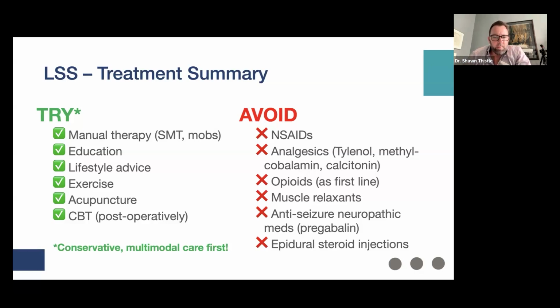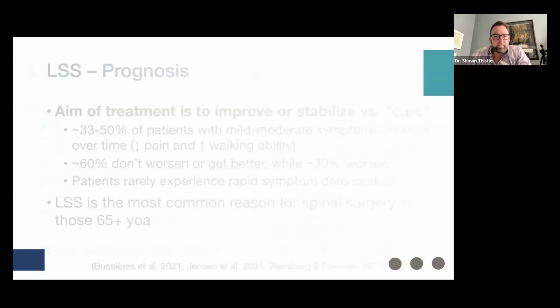Muscle relaxants don't work for spinal stenosis either. Anti-seizure neuropathic meds like gabapentin, pregabalin, benzodiazepines, and so on, and also epidural steroid injections aren't effective. Epidural steroid injections, as a side note, can be effective for single level lumbosacral radiculopathy if they get the right level. It'll give you a rehab window. It'll give them some pain relief. In contrast, they don't seem to work very well for stenosis because I think stenosis is typically a multi-level problem. So if you inject a steroid into one level, no wonder it doesn't help them very much.